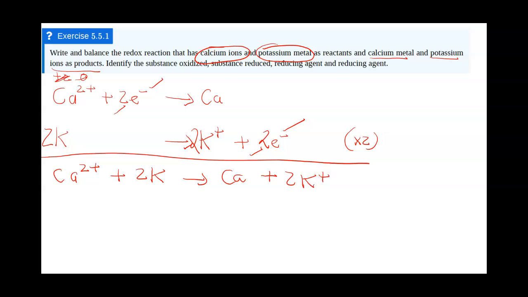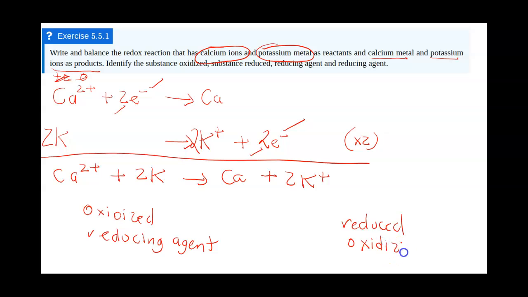So I've got my balanced equation, but I also need to identify what is being oxidized. What is the reducing agent? What is being reduced? And what is the oxidizing agent?